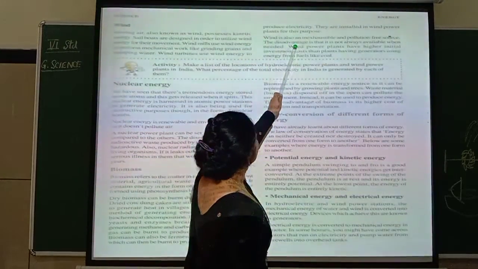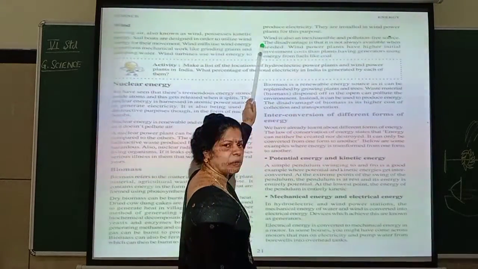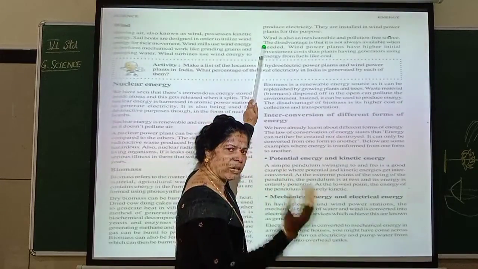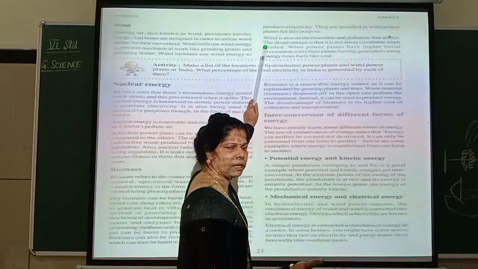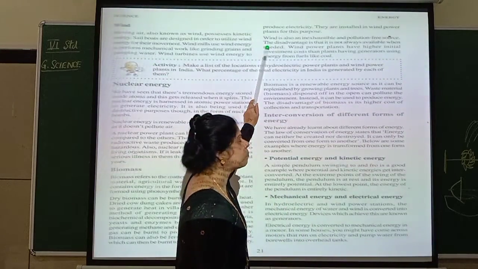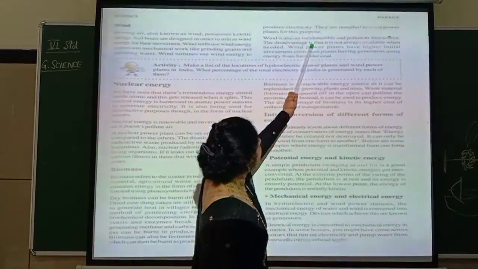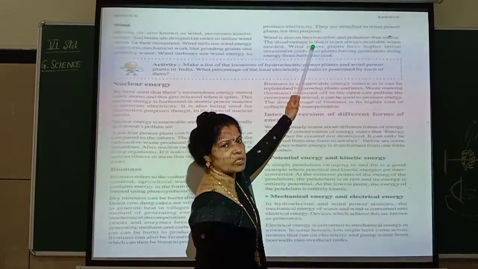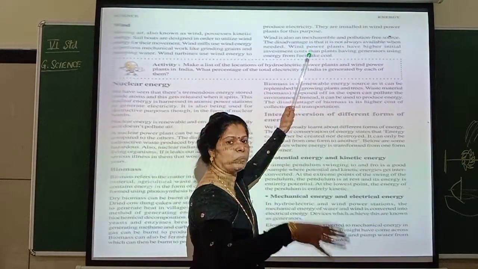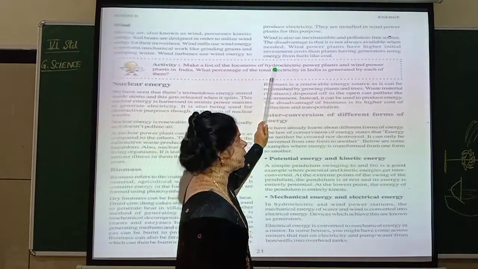Now, wind is also an inexhaustible and pollution free source. It is inexhaustible, which means though you are using wind every day, using air every day, it is not getting exhausted. It is always there. So it is inexhaustible. See here, wind is also inexhaustible and pollution free. It is not going to cause pollution until you burn something or you do something. Otherwise, normally the wind is not polluted.